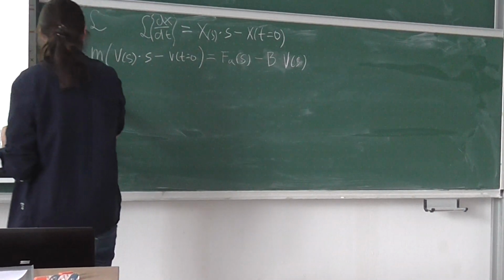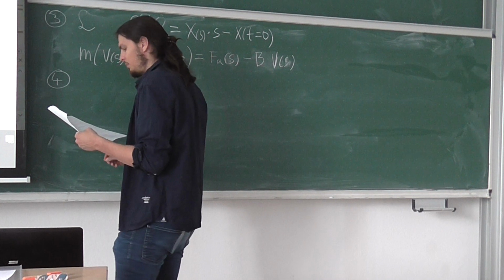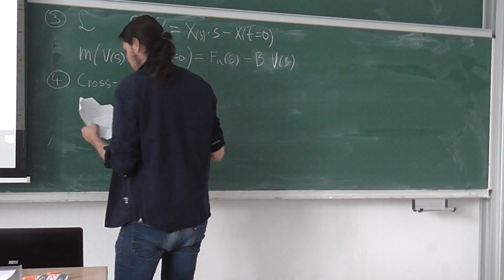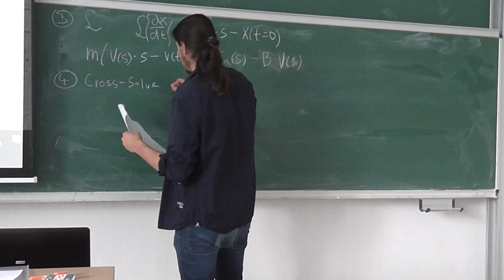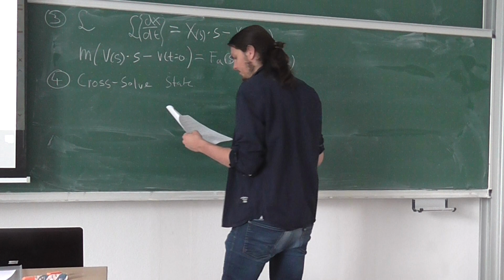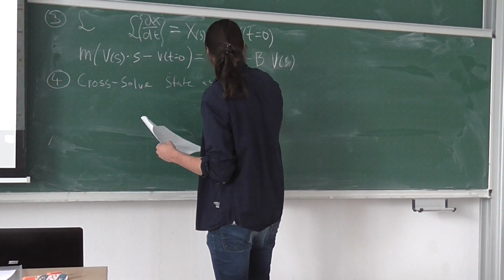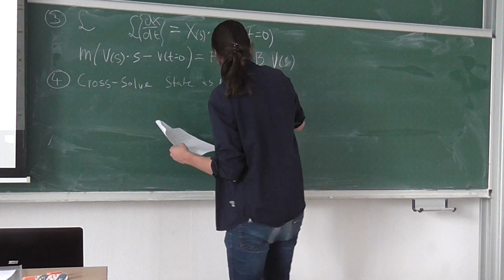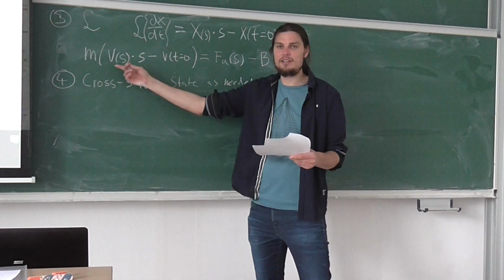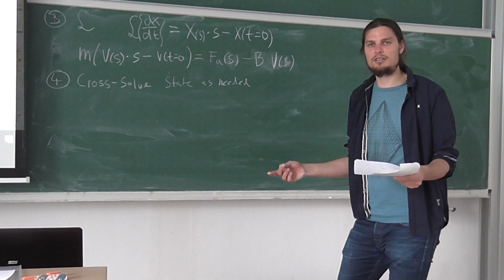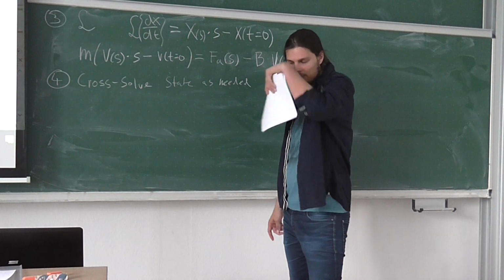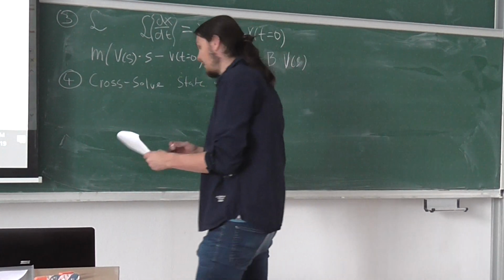So the fourth step would be to cross-solve for each state as needed. In this case, it's a first-order system, so we really only have one state. If we had cross-coupled states with multiple inputs, we would at this point try to solve for one state. We already did this, so it's all good.